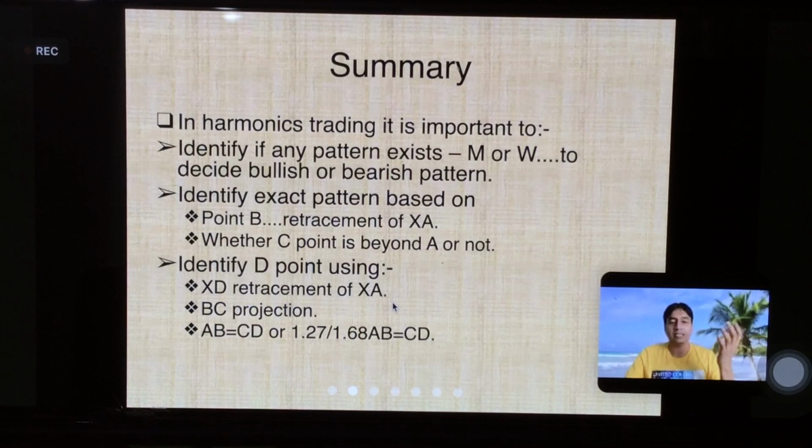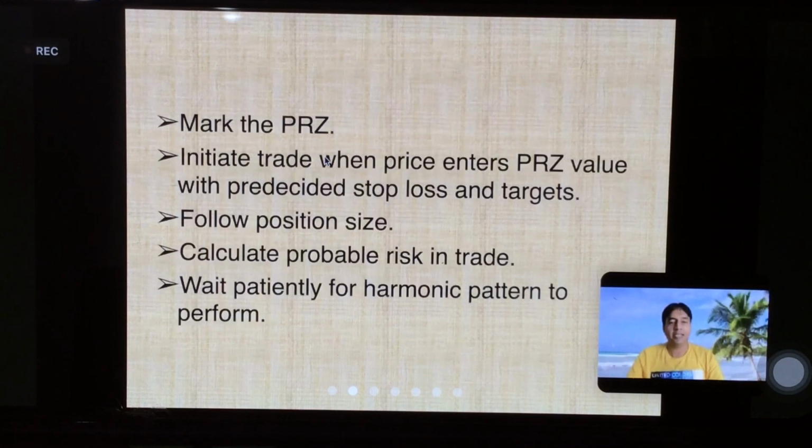Identify D point using XD retracement. Means if it is bat, 0.886, alternate bat 1.13, Gartley 0.786, butterfly 1.27, right? Then crab 1.618, deep crab 1.69. These are the various D points. Then BC projection as per the table or the pattern image, and check whether AB equal to CD or any alternate D point is matching. Mark the PRZ, initiate trade when price enters PRZ with pre-decided stop loss and targets. Follow position size, calculate probable risk in the trade, and wait patiently for harmonic patterns to perform.